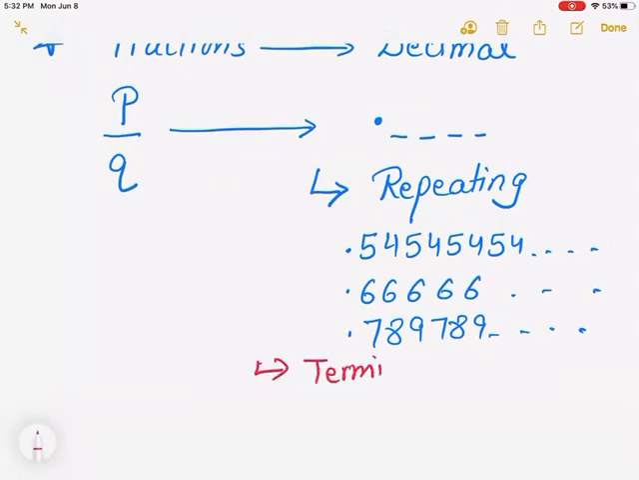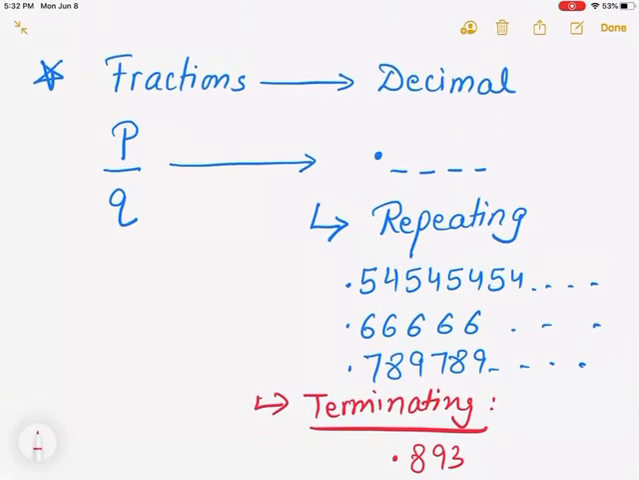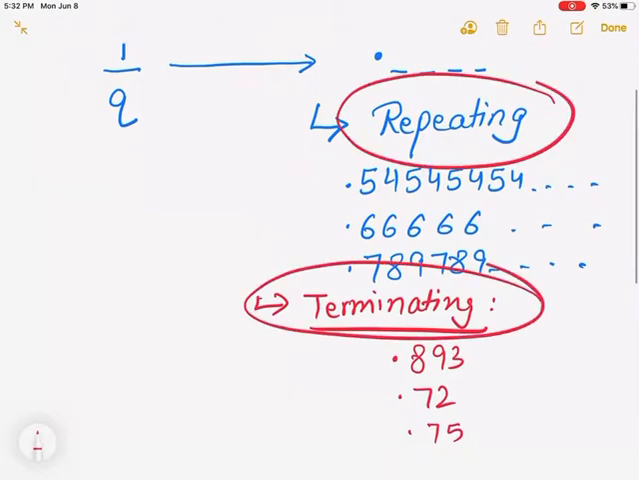Terminating means it exactly stops. It stops at certain numbers. So let's say I have 0.893, stop, done. Or I have 0.72, done. 0.75, done. So that's a terminating decimal. So basically, first we're going to be dividing to check what the answer is, and then we need to decide if it's a repeating decimal or a terminating decimal.